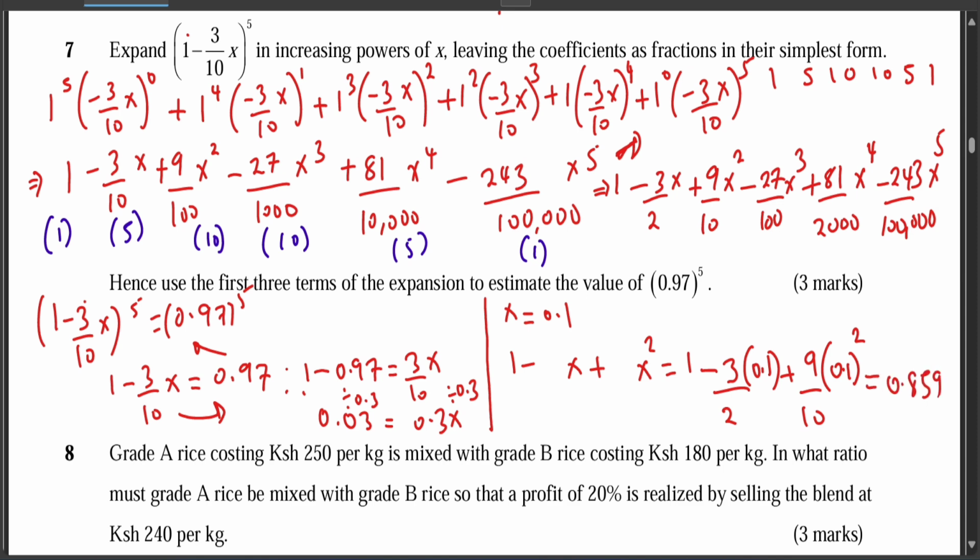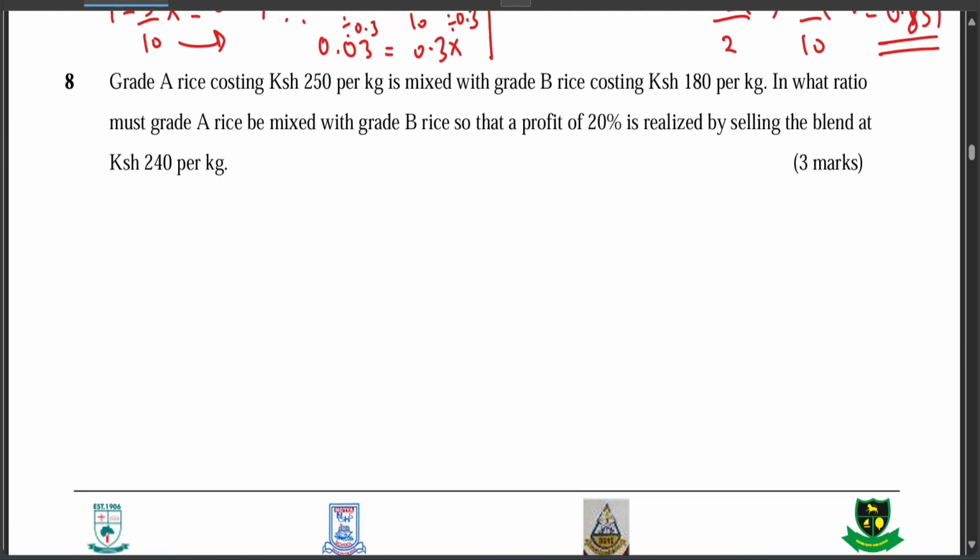If you want to confirm, just take 0.97 to the power 5 and see if it gives you the same answer. In my calculator it gives the same thing. So the answer is 0.859. I think up to here it is understood.